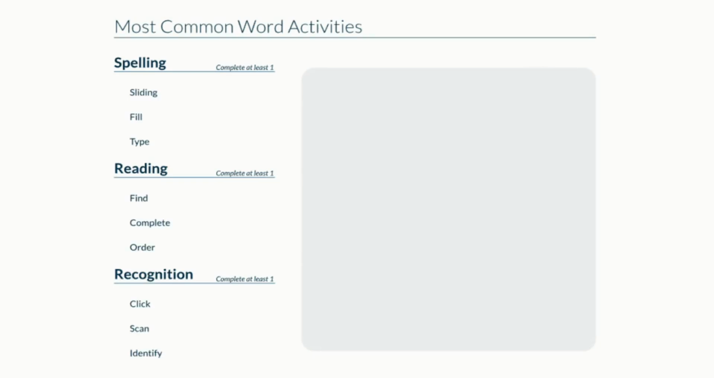These activities will help you spell, read, and quickly recognize most common words from List 5. You can do as many of these activities as you want, but to complete this lesson, you need to complete at least one activity from each section: spelling, reading, and rapid recognition.